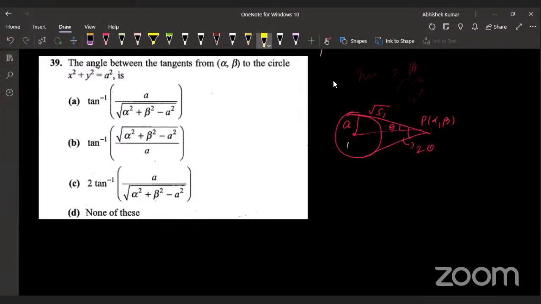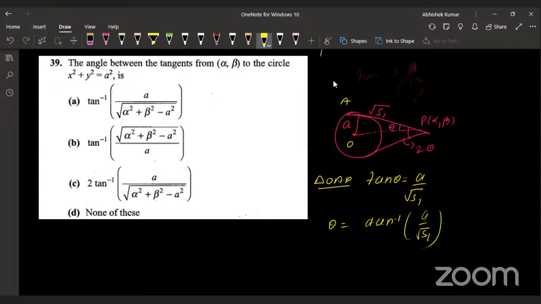If I consider this triangle OAP, and calculate tan of theta, I have perpendicular upon base, so you have A by root S1. Theta is going to be tan inverse A by root S1. But we want 2 theta, so your required angle is 2 tan inverse A by root S1. S1 is calculated by putting the coordinates, so you'll get alpha square plus beta square minus a square. That is it.